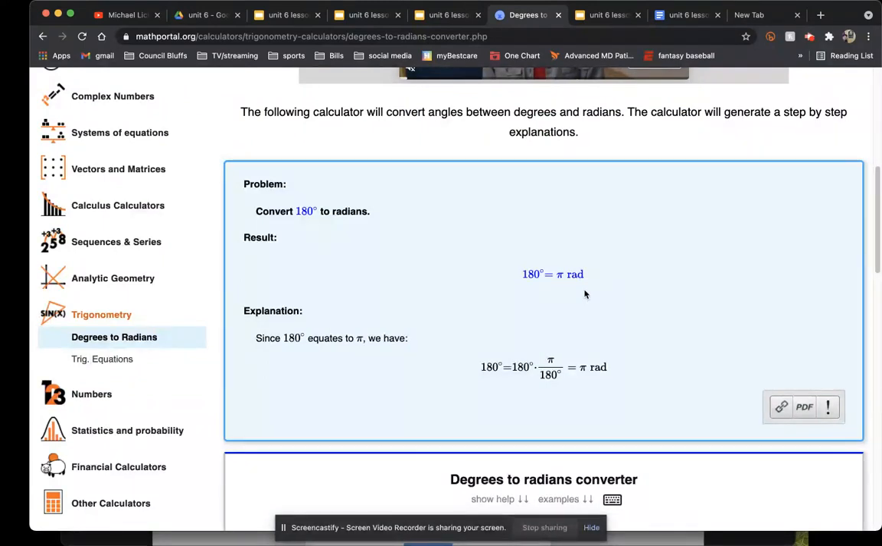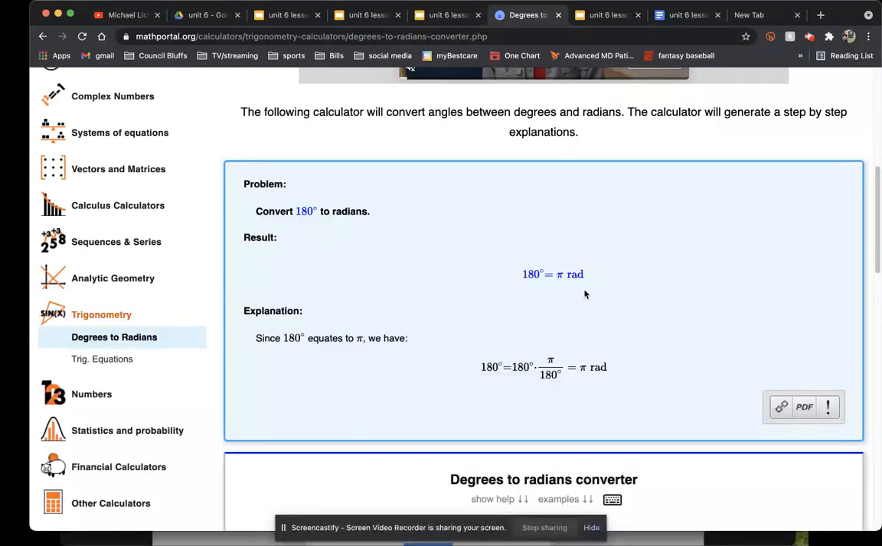So to answer question number 3, for which angle measurements in radians between 0 and 2 pi is sine of x equal to 0, the two angle measurements are 0 and pi radians. Okay. So that's number 3.